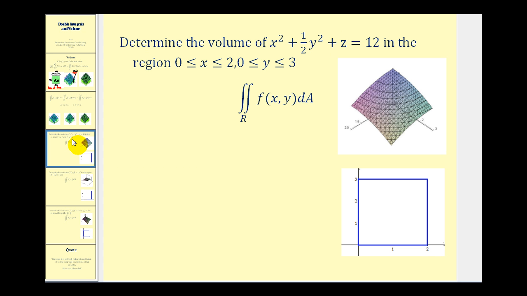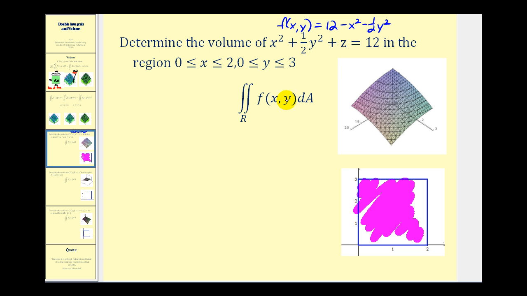Here we want to determine the volume of the given surface on the closed interval from 0 to 2 for x and the closed interval from 0 to 3 for y. So looking at the xy plane, this would be our region of integration. And we also need to make sure that this is in the form of f of (x, y). So let's go ahead and rewrite this. f of (x, y) would be equal to 12 minus x squared minus 1/2 y squared.